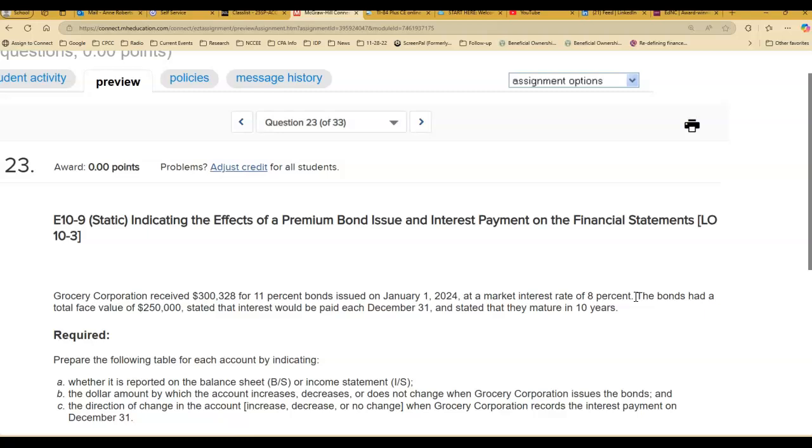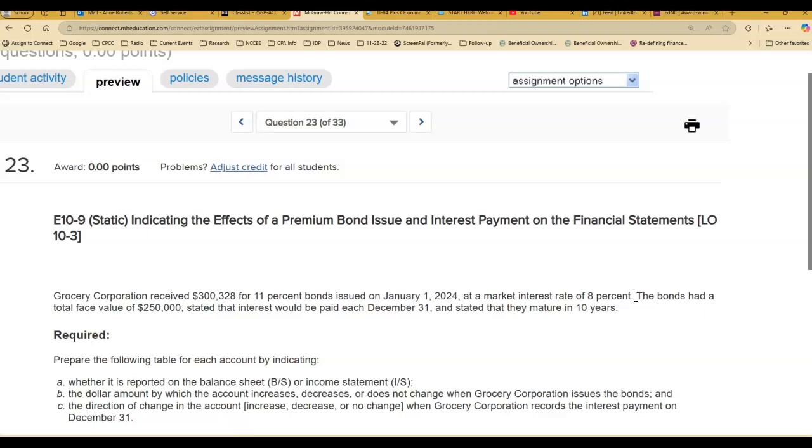Now, when we read on, the bonds had a total face value of $250,000. Well, we just verified what we already anticipated. So it's always nice to have a double check. Face value of $250,000, stated that interest would be paid each December 31, and stated that they mature in 10 years. All right, so prepare the following table for each account by indicating whether it's reported on the balance sheet or the income statement, the dollar amount by which the accounts increase and decrease, etc.